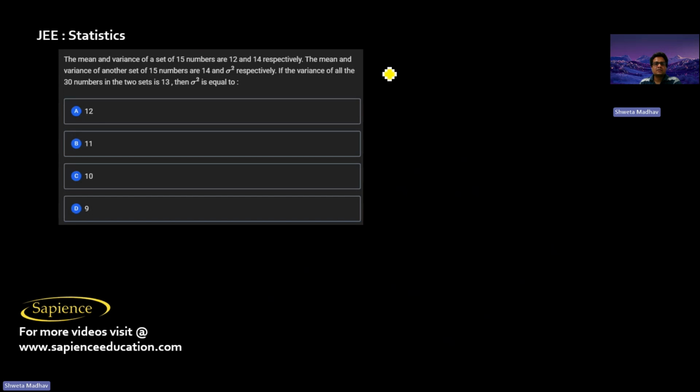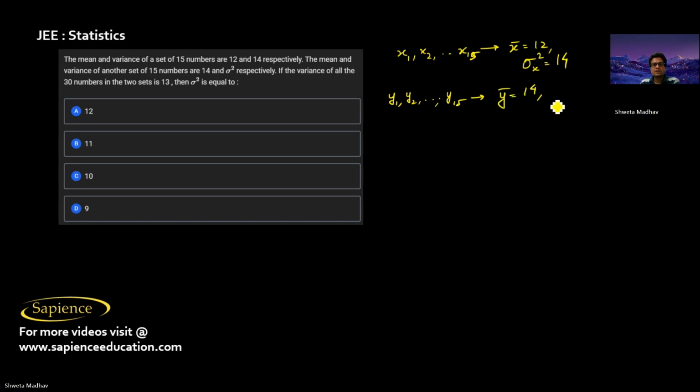So now let's say the first set of 15 numbers, let's call them x1, x2 till x15, their mean, let's call it x bar, is 12 and sigma x square, that is given as 14, and the other set, let it be y1, y2 till y15, there are 15 observations, their mean y bar is 14 and their sigma y square is equal to sigma square.